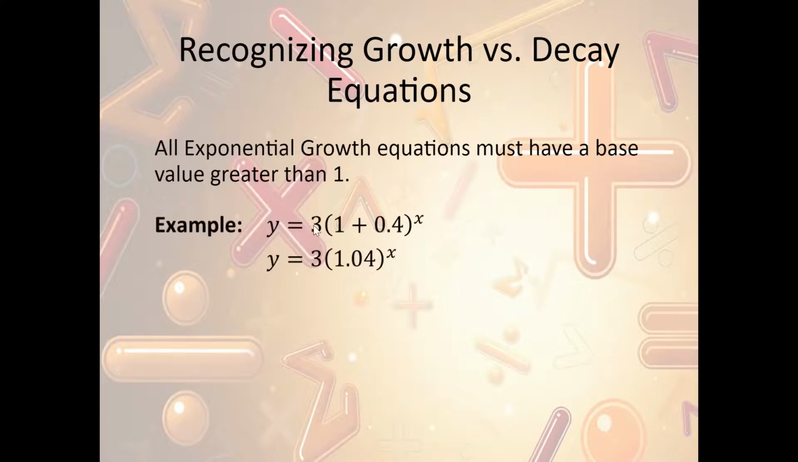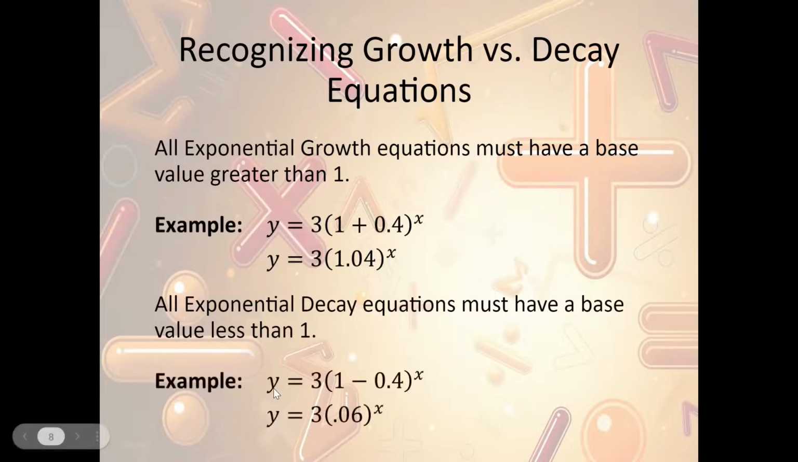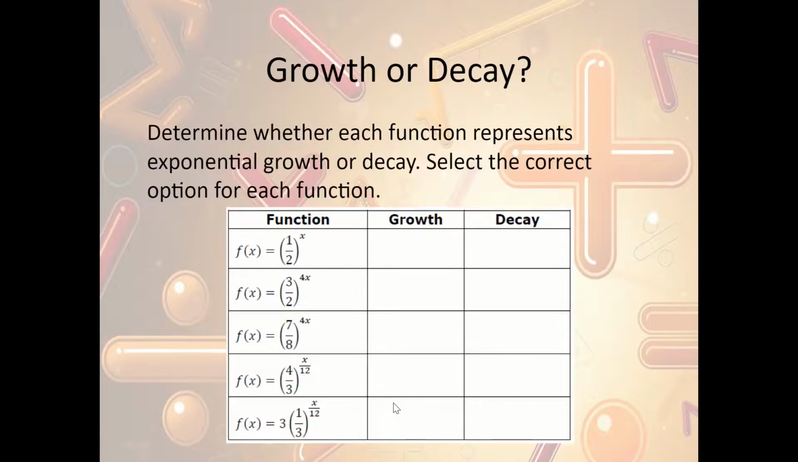So it could look like this. Y equals 3 times 1 plus 0.4 to the x. So obviously that's greater than 1 when we add those together. Or it could be something like this where they already added it together for you, where it's y equals 3 times 1.04 to the x, which obviously this number is greater than 1. So that's growth. Decay always is less than 1 inside the parentheses. So we have something like this, y equals 1 minus 0.4 to the x. Or they might have already done it for us and had y equals 3 times 0.06 to the x, which both of these we can tell, when we simplify them, are going to be less than 1. So that's decay.